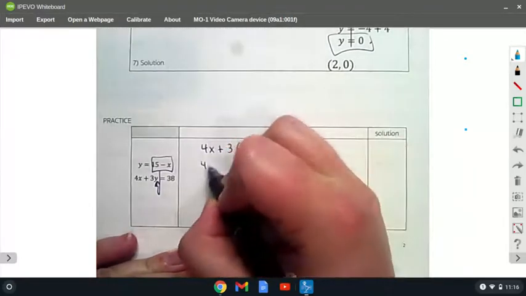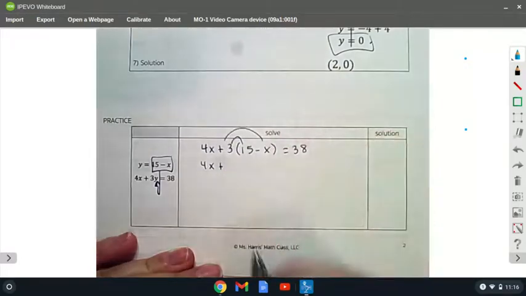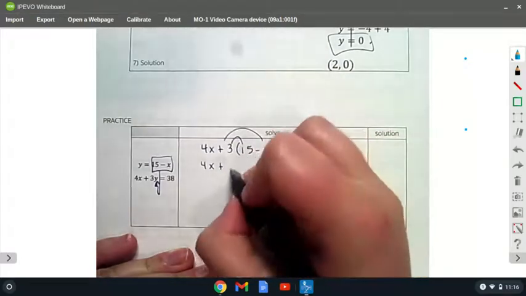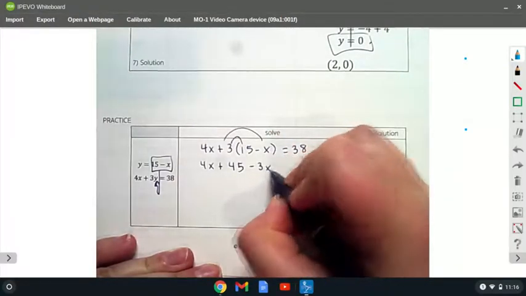Okay. Now I'm going to simplify. So the 4x comes down. This 3 needs to distribute. So 3 times 15 is going to give me 45, and 3 times -x is -3x.